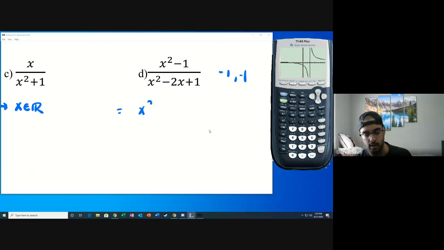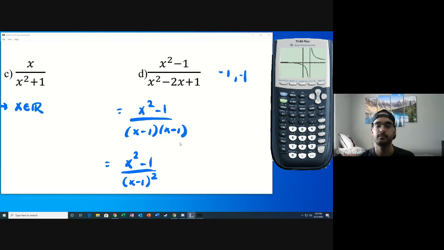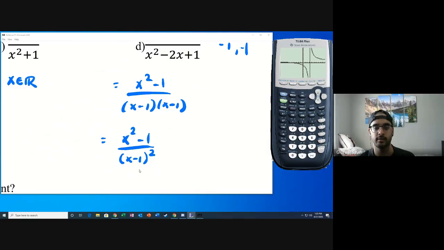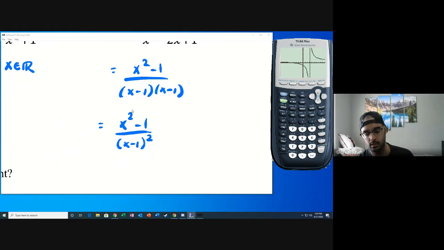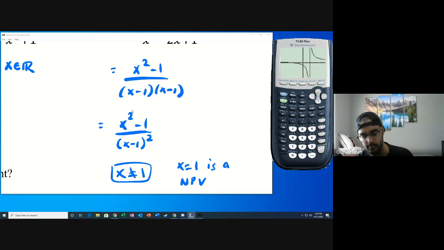So I know now that my two factors are x minus 1, x minus 1. Now you could also write this as x minus 1 squared, since those factors are the same. Now, if I go to locate a non-permissible value, again, I'm really just looking at the individual factors here. The only value that I cannot have is 1. Okay, so we could say that x cannot be 1, or x equals 1 is a non-permissible value.